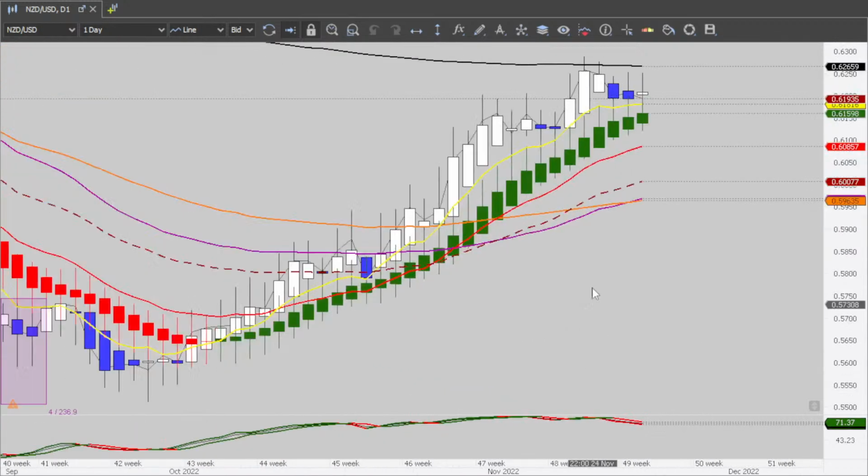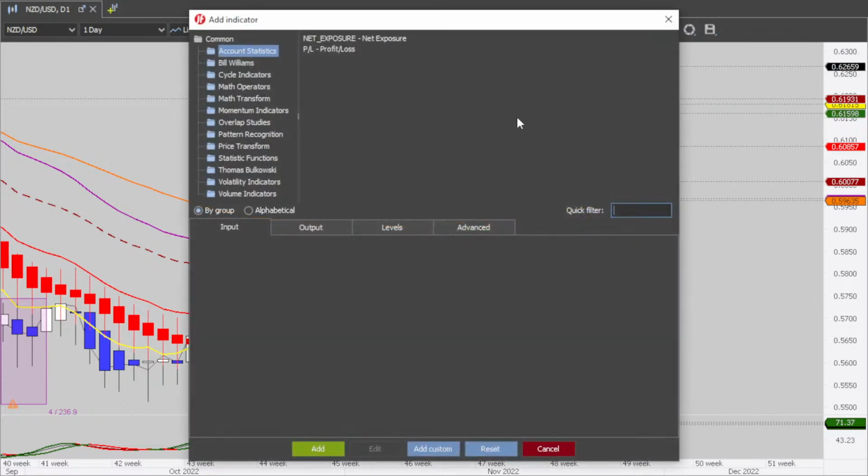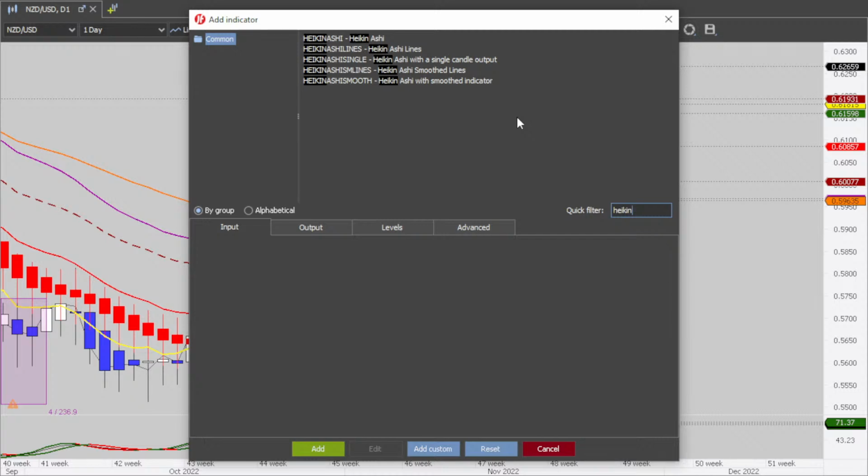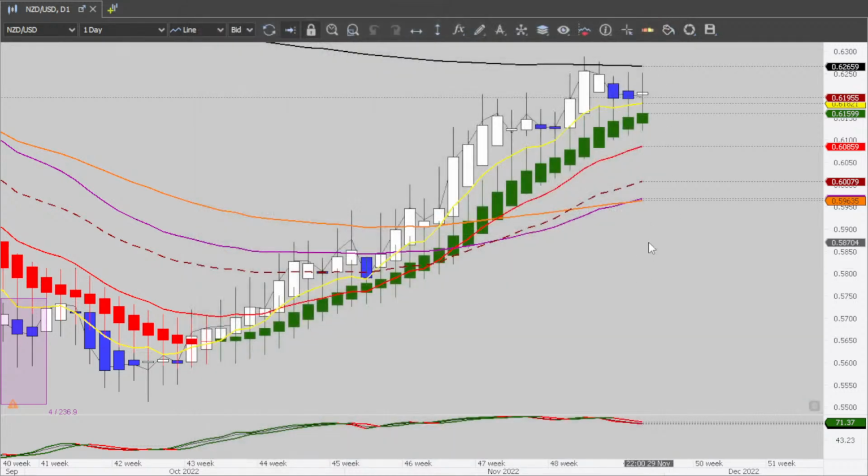I use the Heikin Ashi, okay, it's in here, add indicator, Heikin. I use the Heikin Ashi, everybody, it's the first one. No, this is no recommendation, I'm just showing you what I am using. I'm using Heikin Ashi, this is the first one, and I'm using Heikin Ashi Smooth as the second one, and I'm using exponential moving averages.